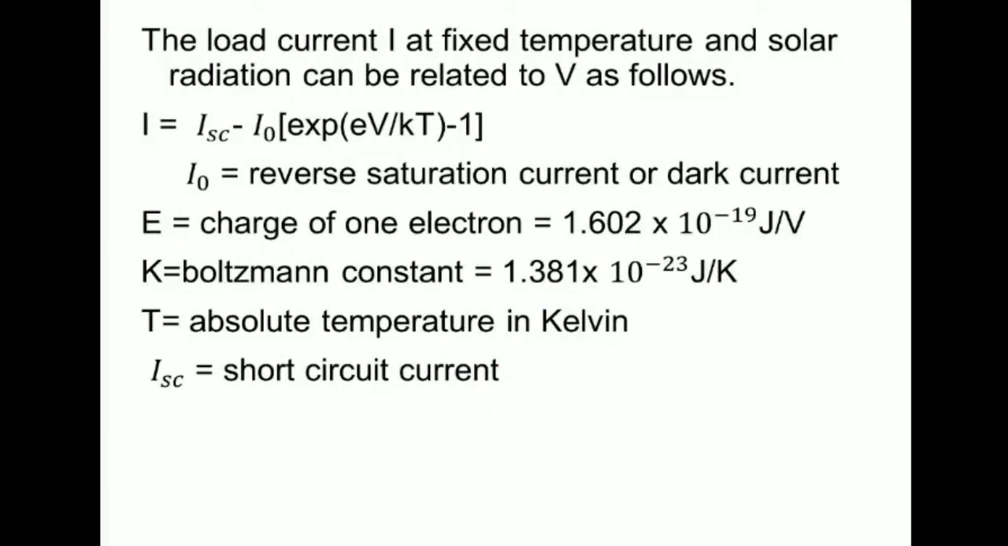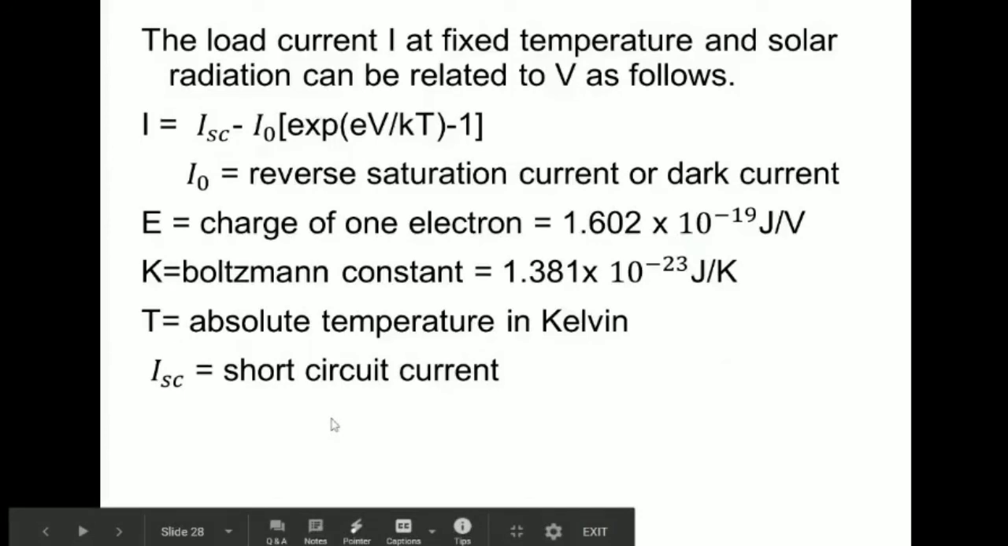The load current I at fixed temperature and solar radiation can be related to voltage as follows. I equals Isc minus I0 into exponent of EV by KT minus 1. I0 is the reverse saturation current or dark current. E is the charge of one electron, given by 1.602 into 10 raised to minus 19. K is Boltzmann's constant, 1.381 into 10 raised to minus 23. T is the absolute temperature in Kelvin, and Isc is the short circuit current.